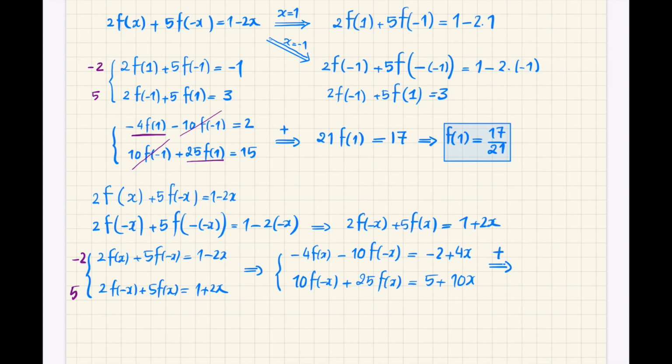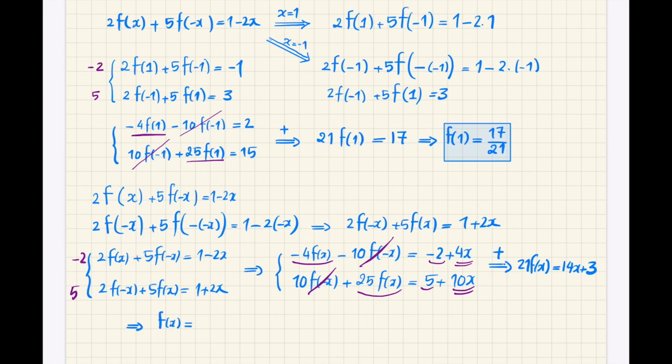But the trick is as before: you see immediately if I add them side by side, then the f of minus x terms are gone, but here is minus 4f of x and here I have 25f of x. If I add them, it becomes 21f of x is equal to. Now if I add minus 2 to 5, it becomes positive 3. And if I add this one to that one, it becomes 14x. So let me write 14x first, and then plus 3.